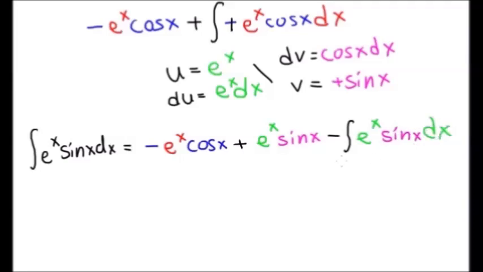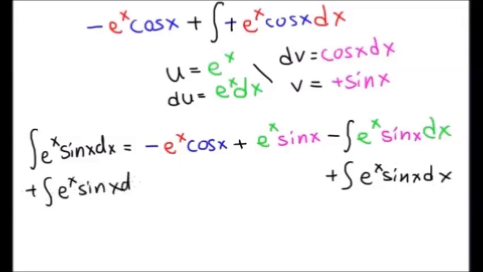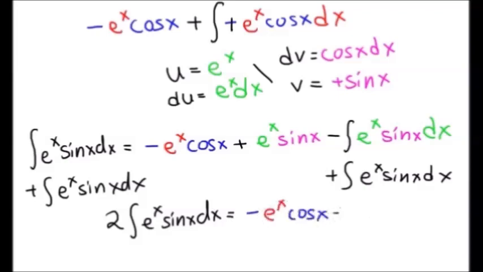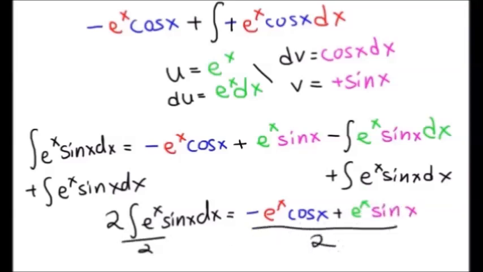Now recognizing that this just gives us our original integration again, we can add it to the other side, which then gives us 2 times the integration of e to the x sine x dx is equal to negative e to the x cosine x plus e to the x sine x. We simply then need to divide both sides by 2, which will give us our final answer.